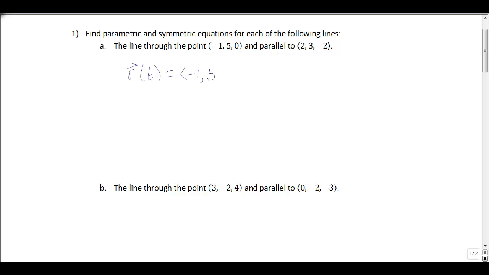Let me try that again: -1, 5, 0. And then what I'm going to do is add t times the vector. So it's the point plus t times the vector. What we're thinking of here is that there's some point in space, so some point over here, and then our vector, maybe we'll draw in green, is the vector here, and this might be the point plus 1 times the vector.